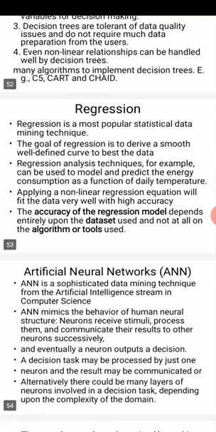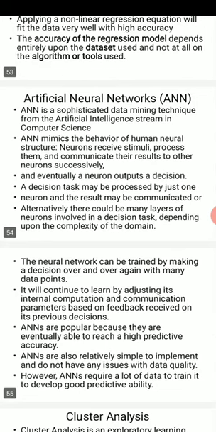And we have artificial neural network. So artificial neural network is also a sophisticated data mining technique from the artificial intelligence stream in computer science. So ANN mimics the behavior of the human neural net structure. So there exist several neurons, which you have learned in your previous semester as an elective. Neurons receive stimuli, process them and communicate their results to other neurons successively, and eventually a neuron outputs a decision.